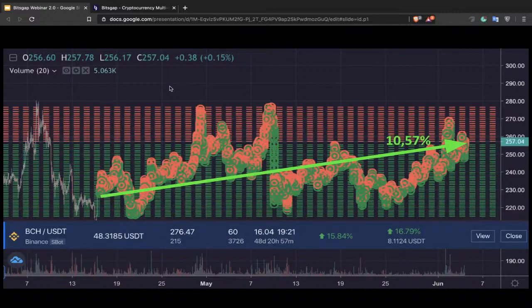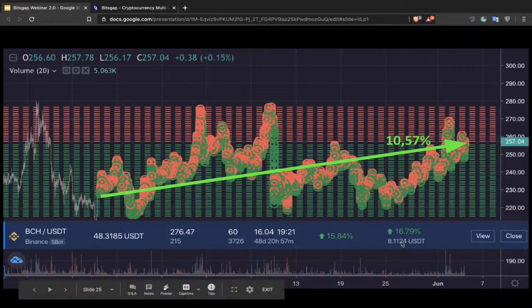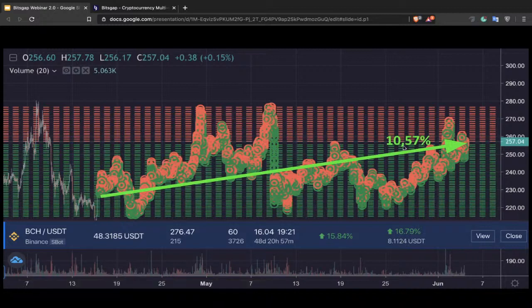So if you would simply buy BNB at that point, at that price, and then wait until the current price, your investment change, your profit would only be 10.57%. All right? But as we have an automated trading strategy on, in this case SBOT, it has managed to generate added value of 16%, which is in this case $8. And that added value goes to the investment change, and we have our investment change almost 5% higher. So that's 15.84%, compared with a simple hodling strategy that would generate for us only 10%.